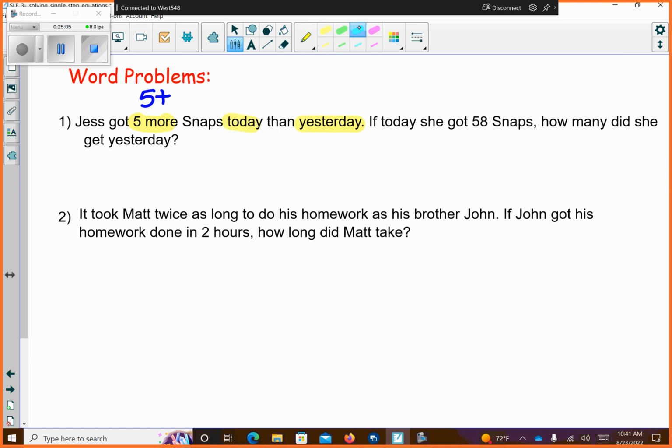Okay, if today she got 58 snaps, how many did she get yesterday? Today, 58 snaps. How many did she get yesterday? Okay, so now take a look at the board. I have today and yesterday highlighted in the first, and I have today and yesterday highlighted with a different color in the second. Okay? 58 means something. 58 is a number.